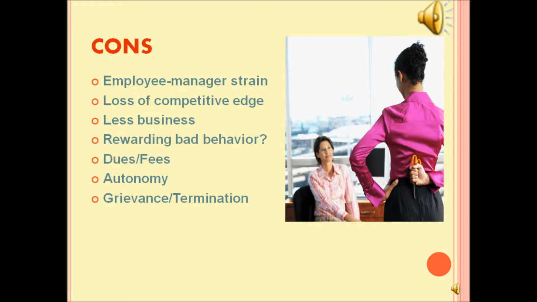Unions also charge fees and dues to the employees for the role they provide. Additionally, employees run the risk of a loss of autonomy. If an employee doesn't agree with the union, they have to go along with the decision regardless. And lastly, the grievance and termination process can be lengthy and difficult. This makes it harder to get rid of incompetent employees as they have to do something outright wrong to be terminated.